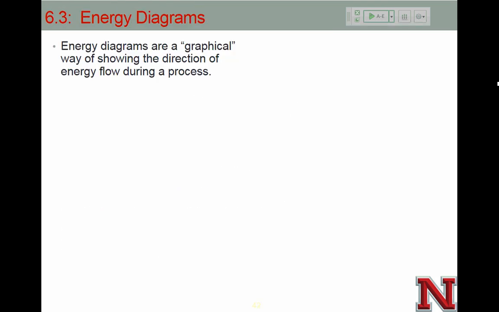Energy diagrams are a graphical way of showing the direction energy flows in a process. Energy diagrams are always written where our lowest energy is at the bottom and energy increases going up. When we're mapping out the energy of a reaction, we can quantitatively figure out the numbers, but we don't have to, because we can do this comparison without actually seeing any numbers. So it's really important that our energy increases going up.